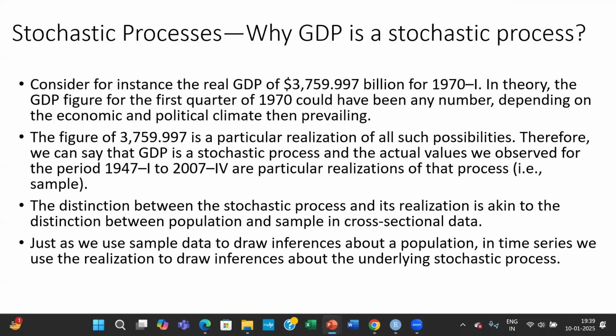But once that number is declared, then it's a realized value, right? That is not random. Correct? That's what is being said. So when we work on the realized values, the past data, that is not random, but GDP can take any value. In that sense, it is random. That is what they are saying. Is it clear? Understood?